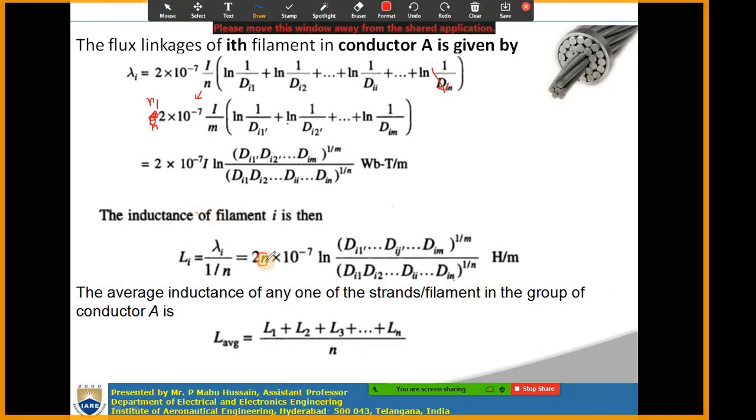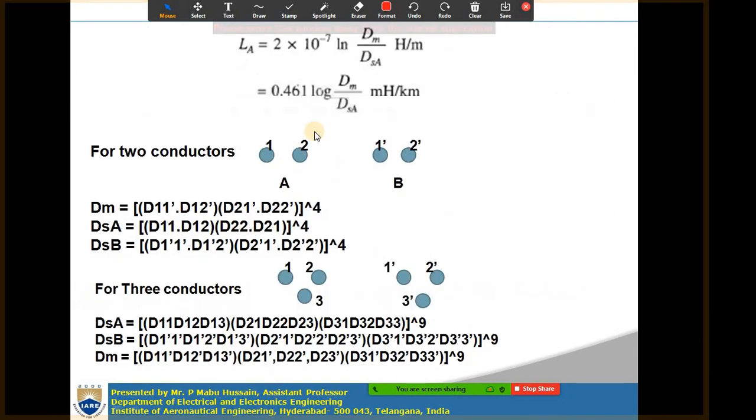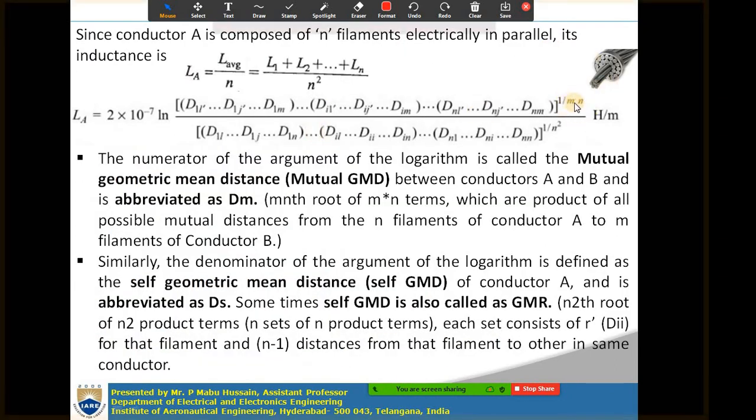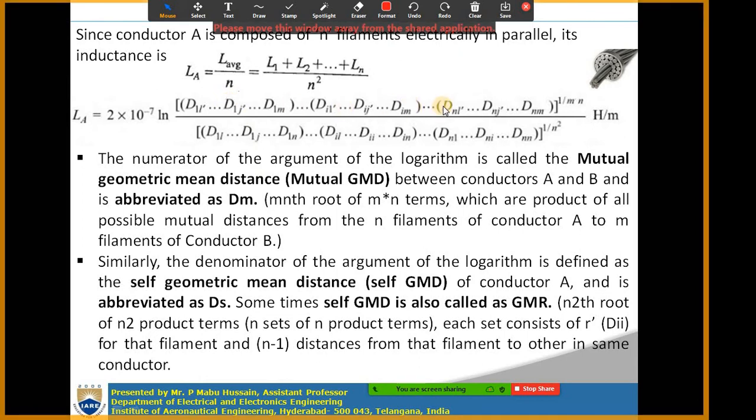Here you are having n. So, this n you can take to this side, this power, then this will become 1 by mn and this will become 1 by n square. Okay. I am writing the direct expression here. Right, here the power will be 1 by mn, and for the denominator it will be 1 by n square. Okay. And the product terms are, these are the mutual distance products and these are the self distance products.